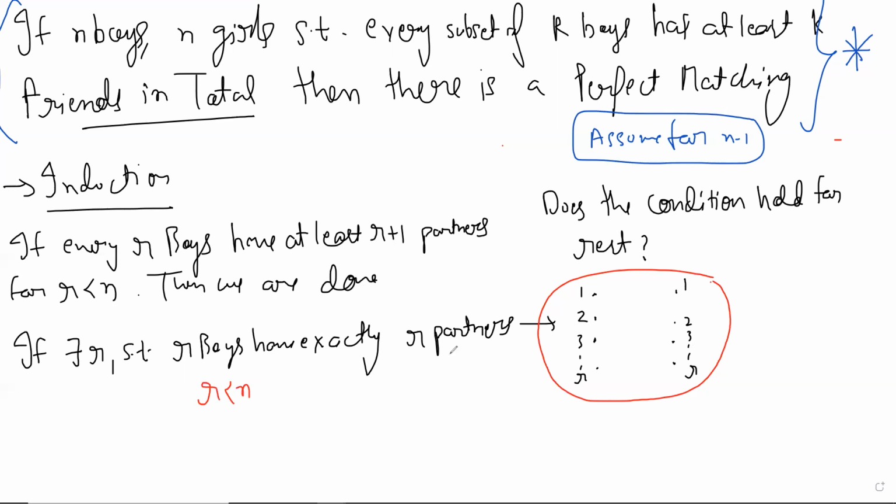So we are using strong induction. Yes, because if there are R people who have exactly R partners, where R is less than N, then for any subset the same condition will hold. Like any three people will have at least three partners and so on. And all their partners are among these R, so we don't have to go outside. That's a good thing, right? But so then you can do the problem for this R.